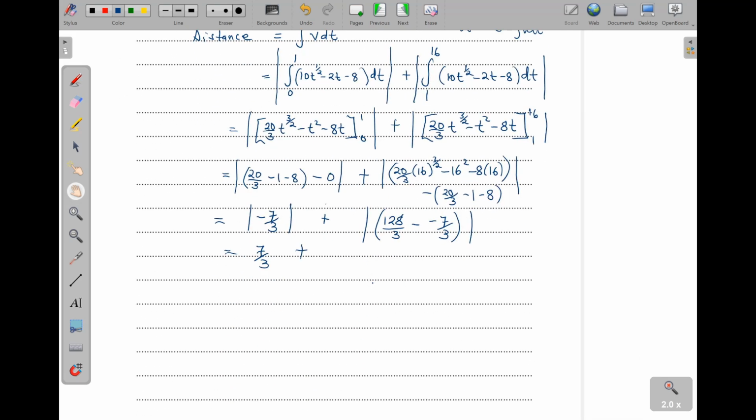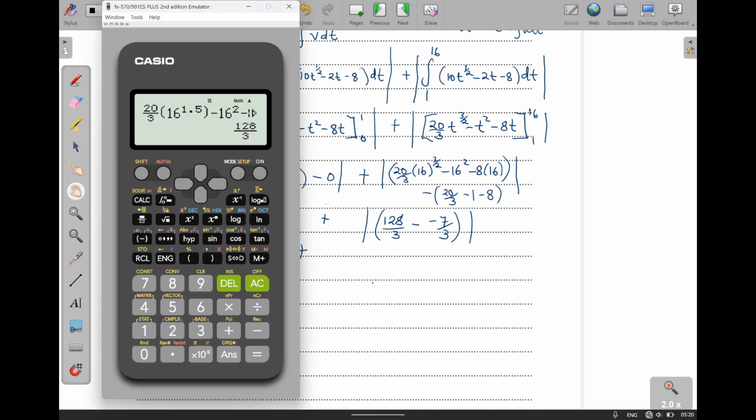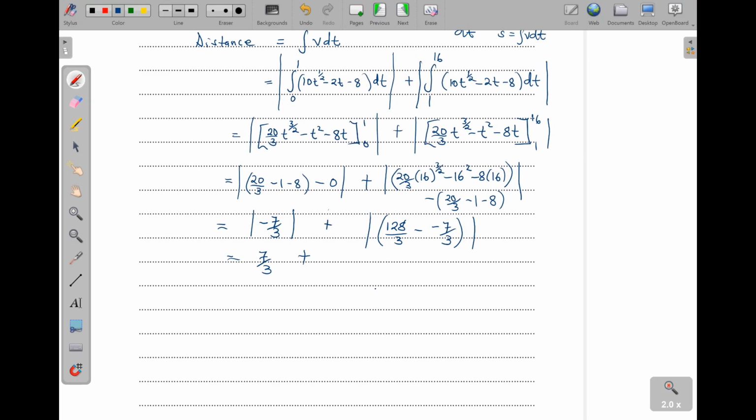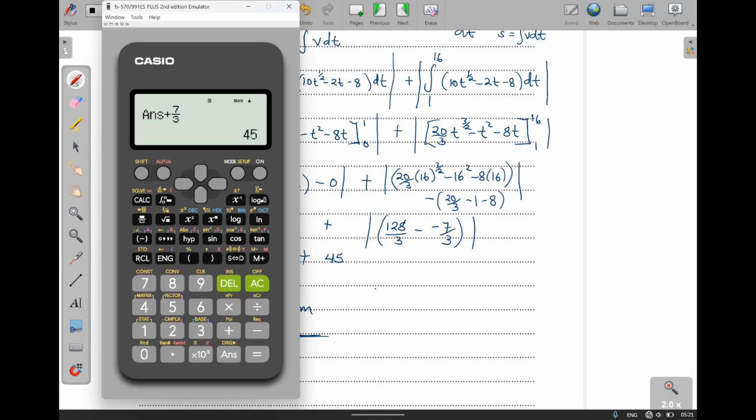Then 28 plus 7, this one here plus 7 over 3 will give us 45. So plus 45. Then 45 times 3, that one gives us 135. Then 135 plus 7, that is 142. So our answer here becomes 142 over 3 meters. If you want, you can put it to 3 significant figures. 142 over 3, which is 47.3.